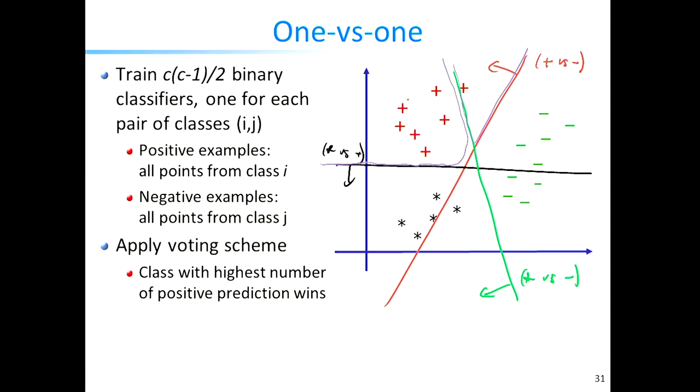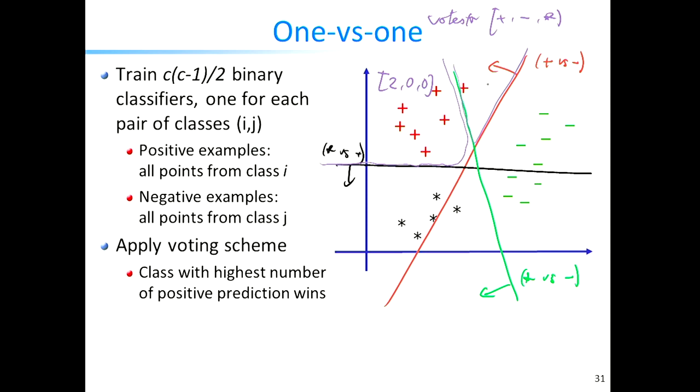So let's take these examples here, the pluses. You would ask the two classifiers that participate in the positive class, do you vote for me or not? Here this plus versus minus would say I vote for a plus, and the plus versus star would say I vote for a plus. So here are two votes for plus, and no votes for any of the other classes. So the votes for plus, minus, star would be 2, 0, 0.